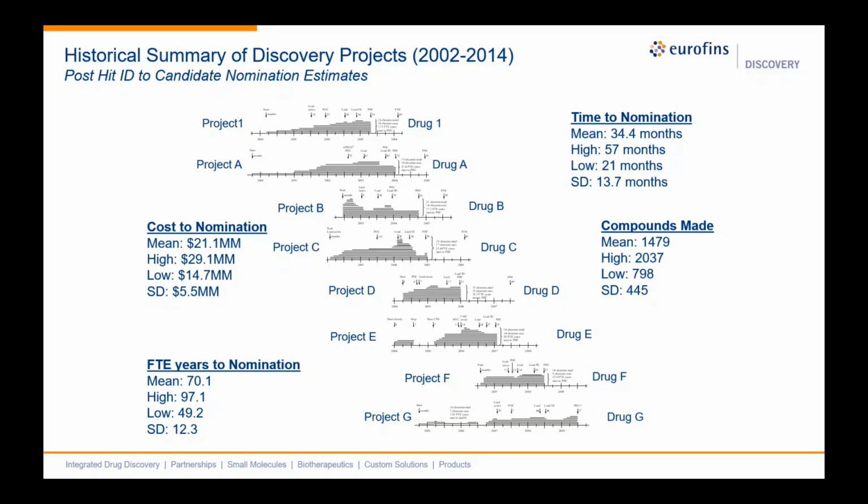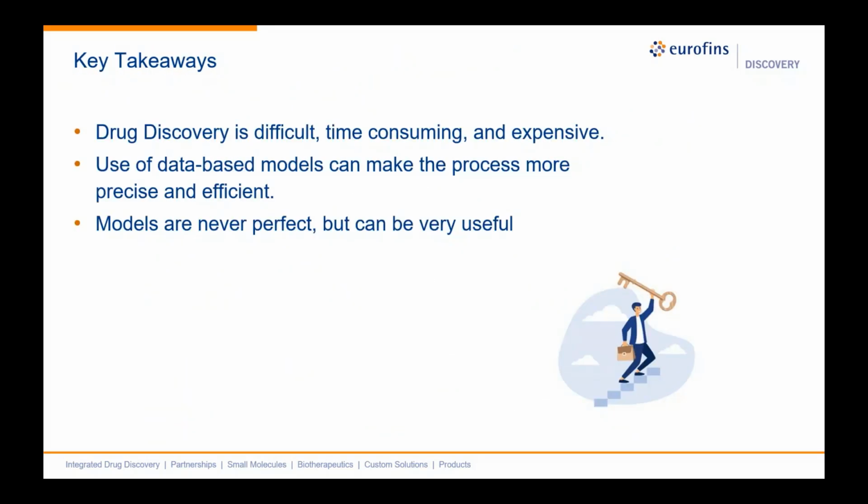And the key takeaways from this is that drug discovery is difficult. It's time consuming and it's expensive. And the use of data-based models really, we believe, can make the process more precise and efficient. And I think as we talk about models, it's really important to remember that models aren't perfect, but they can often be very useful. And I want to give some analogies from other endeavors where humans use a set of rules to try to decide what to do best.